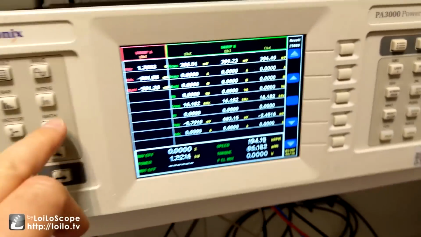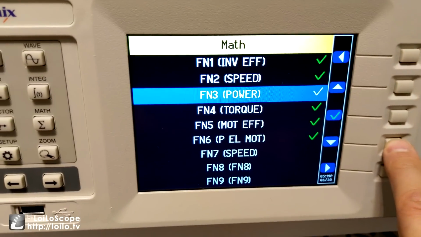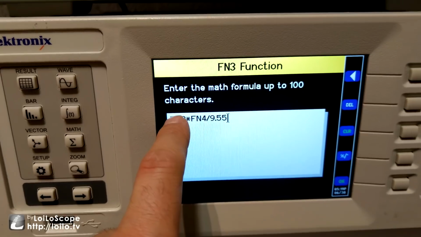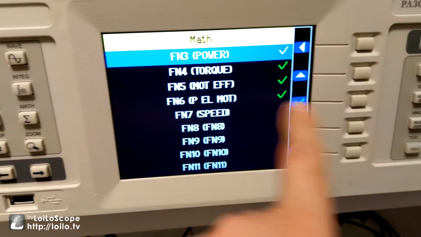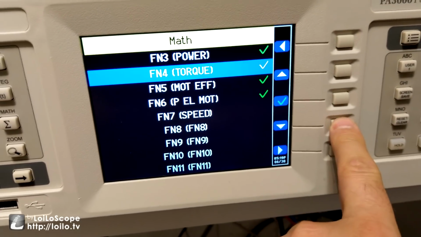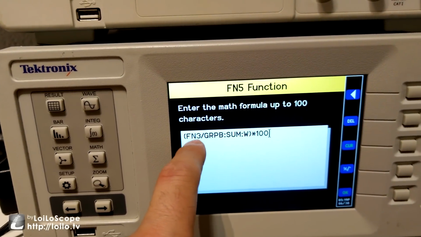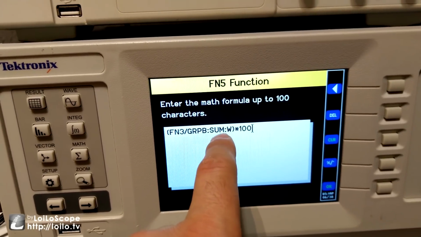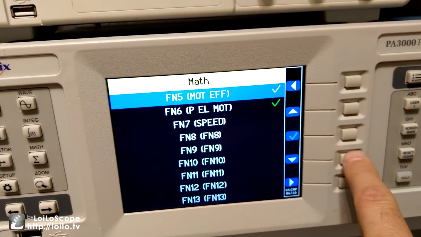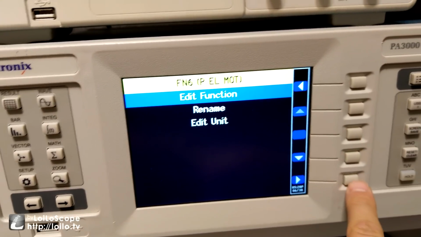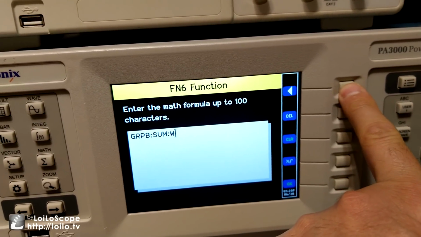So together with math equations, you can go and make the formula, power, edit function. You can see I put speed times torque divided by 9.55 to compute the power directly. So it can compute the power, and it can compute the efficiencies of the motor and of the controller. So here I have the resulting number divided by group B, parameter sum in watts, times 100, and then I get the efficiency. Again, I can have the efficiency of the electric motor, which is graph B, sum in watts, directly on the screen, function 6.